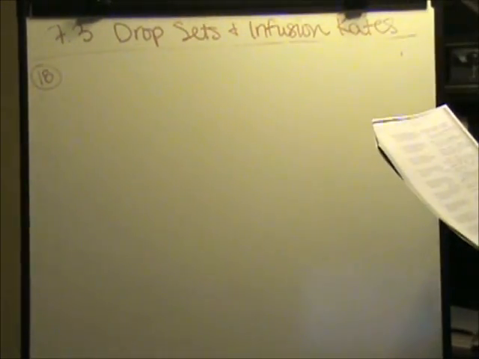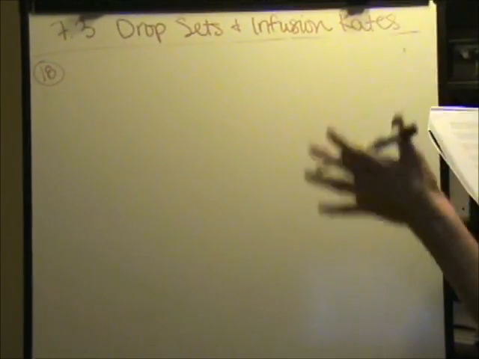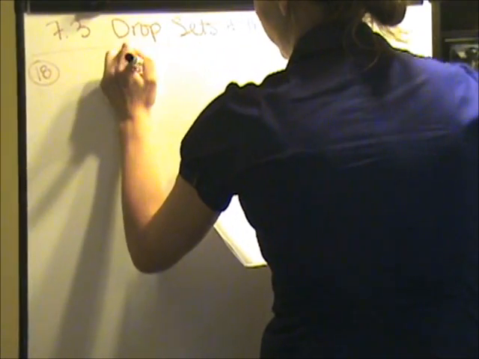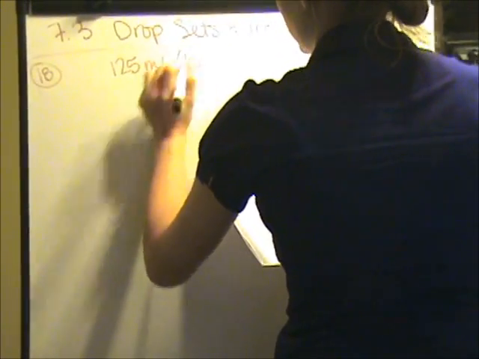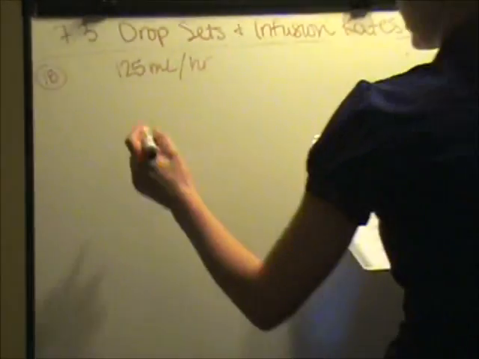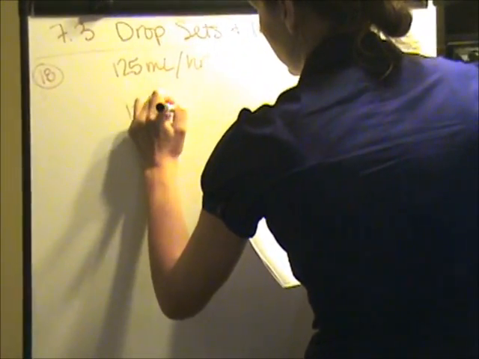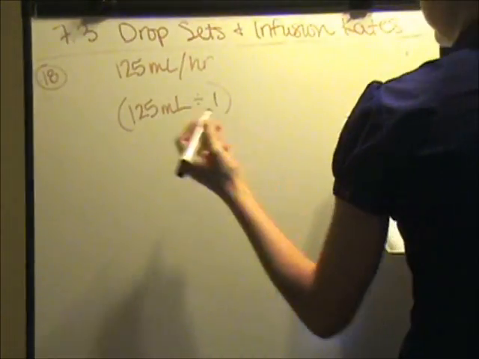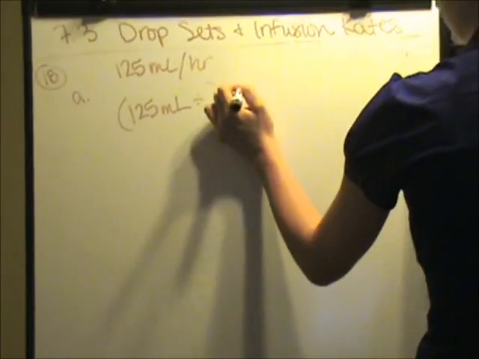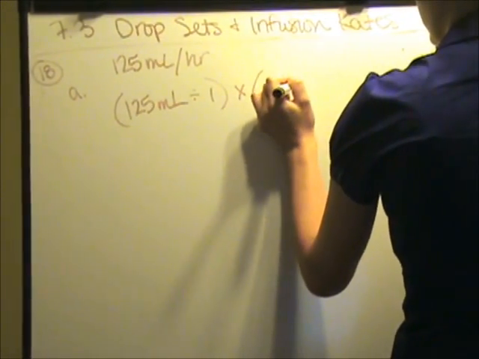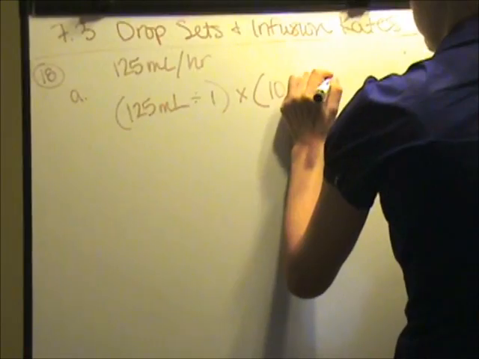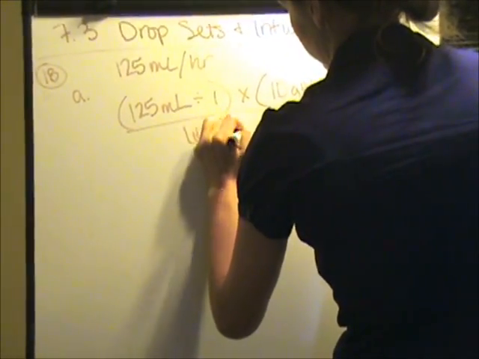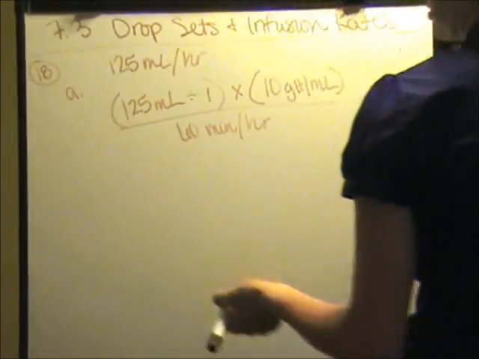Okay, so don't let all that information confuse you. They're still asking for the drop set and the drops per minute. So the only information we really need to pull from that is the 125 mils per hour. We need to know how much and what the delivery time is. And we also, part A tells us that a 10 drop set is being used. And again, it's going to be divided by 60 minutes in an hour. And we're just going to solve a formula.